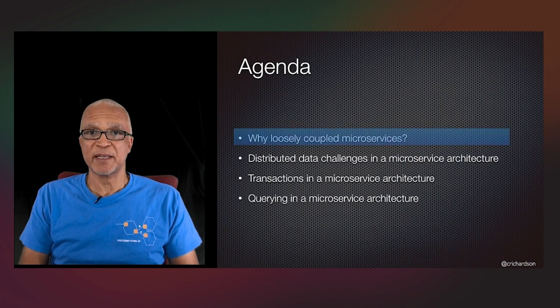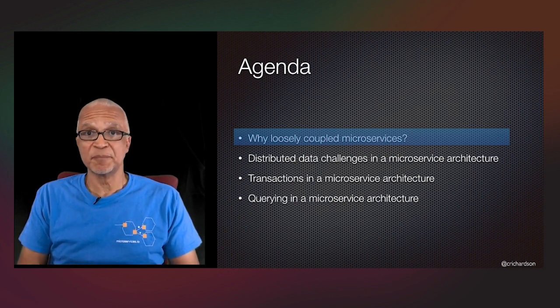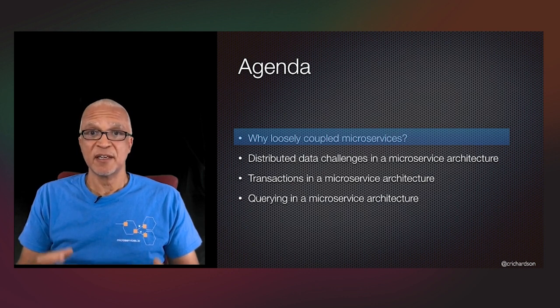Here's the agenda for my talk. First, I'm going to describe the essential characteristics of the microservice architecture and describe why services must be loosely coupled. And then I describe how the need for loose coupling makes it challenging to implement transactions and queries that span services. After that, I describe how to use events to implement transactions. And then finally, I describe how to implement queries using events.